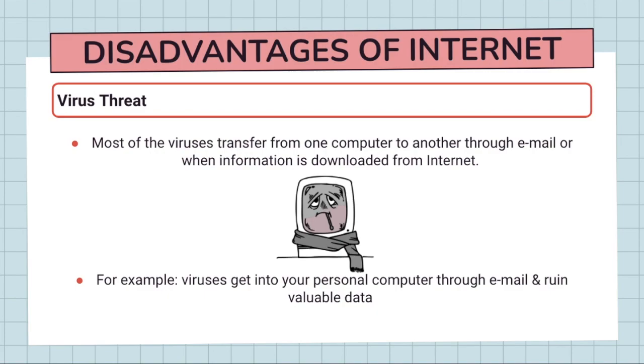The internet is the most popular source of spreading viruses. Most of the viruses transfer from one computer to another through email or when information is downloaded on the internet. These viruses create different problems in our computers. For example, they can affect the performance of our computers and damage valuable data and software stored in our computers.